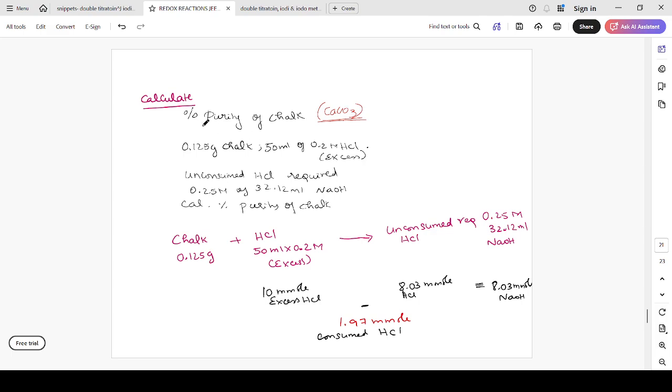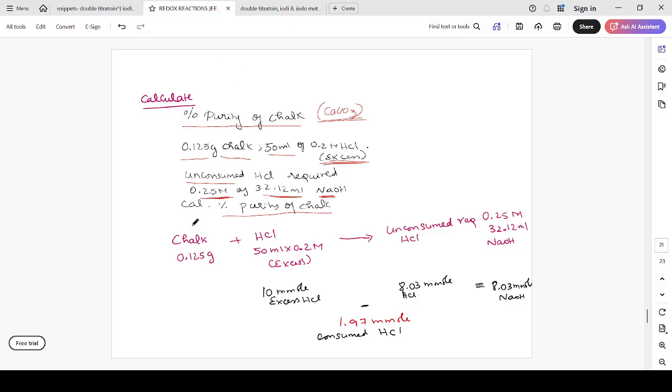The questioner is asking you for the percentage purity of the chalk here. You are provided with 0.125 gram chalk, 50 ml of 0.2 molar HCl in excess. The unconsumed HCl required 32.12 ml of 0.25 molar sodium hydroxide. Calculate the percentage purity of the chalk here.